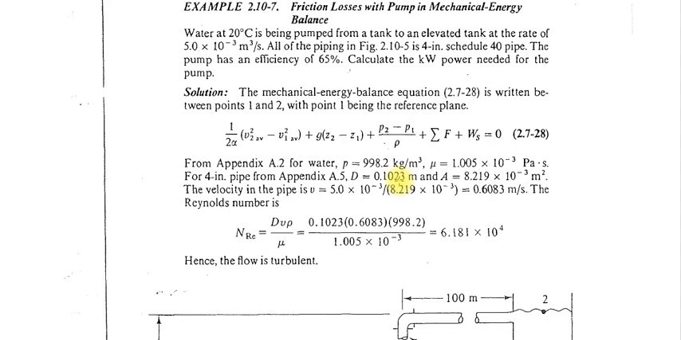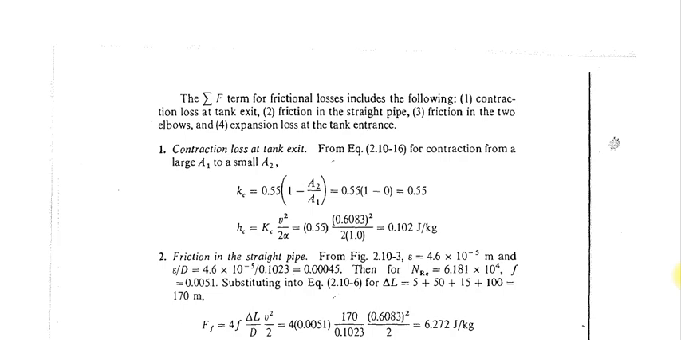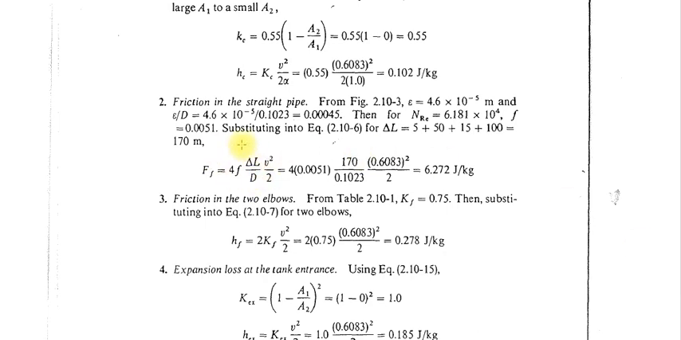This is the same problem, and you just have to follow the same steps. First you have to calculate the sudden contraction. Again here, the area of the tank is significantly larger than the area of the pipe, so this term will become 0 or negligible, and you will get Kc as 0.55. When you substitute the value in the equation, you will get the energy loss due to the sudden contraction. Then you have to calculate the energy loss due to friction in the straight pipe. When you follow this formula, you can calculate the energy loss.